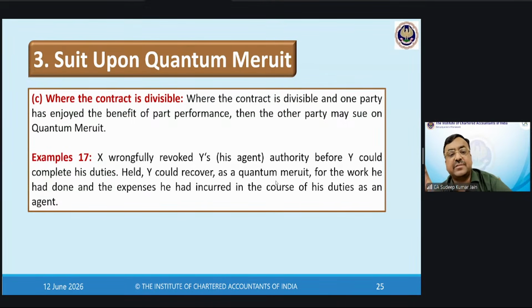In this example, actually X has appointed Y for doing some work. Before the work is completed, Y has completed some part of the work, and X now revokes the contract of agency. So Y can claim compensation for the work he has already done for X. X ने अगर कोई Y को एजेंट बनाया कि भैया तुम्हें ये काम करना है और काम पूरा नहीं हो पाया, कुछ काम हो गया, उससे पहले एजेंट से कहा भैया अब हमें काम नहीं कराना, तो जितना काम हो गया उतना पेमेंट करो आप. X wrongfully revokes Y's agent authority before Y could complete his duties, held Y could recover on quantum meruit for the work he had done and the expenses he had incurred in the course of his duty as an agent.